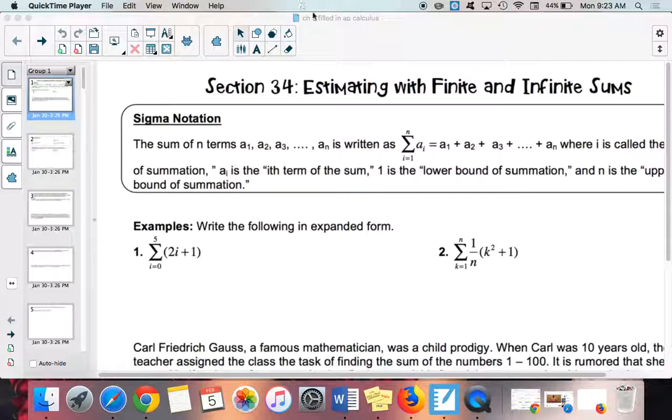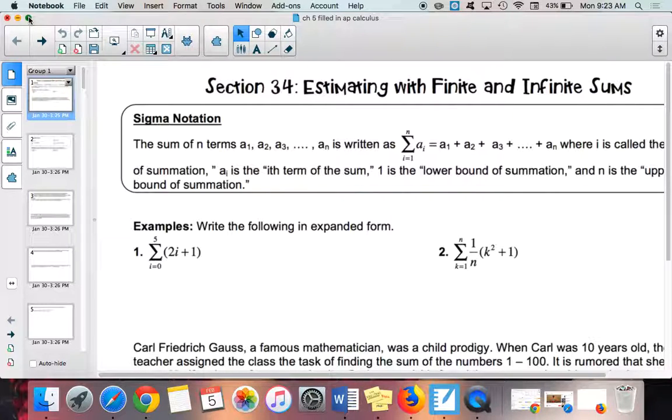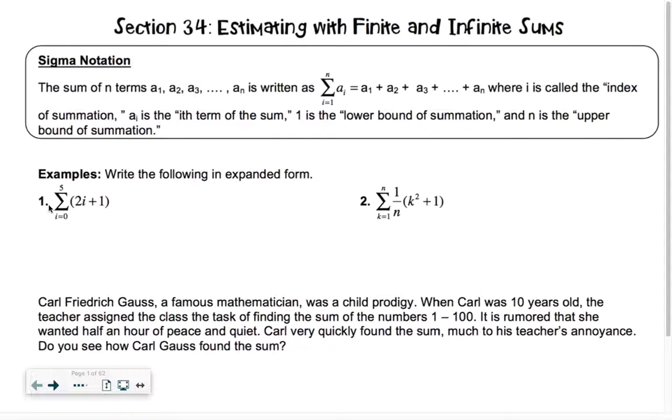We actually did section 34, most of it during J-term. So it started off with estimating things using sigma notation, which you guys did in Algebra 2. As a quick review, if you have something like i equals 0 to 5 and you have 2i plus 1, you start by plugging in i equals 0, then you plug in 1, 2, 3, 4, and you stop at 5, right? So you find all those values, you add them together, and you get your result.